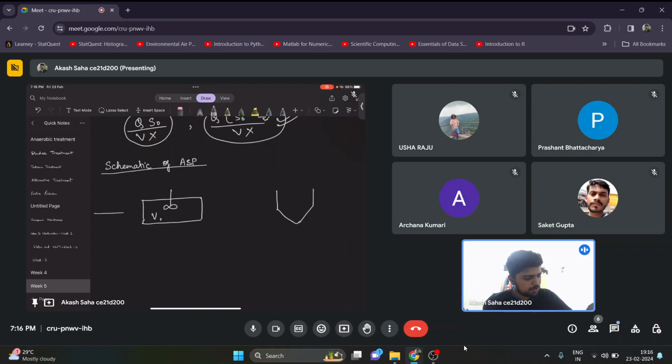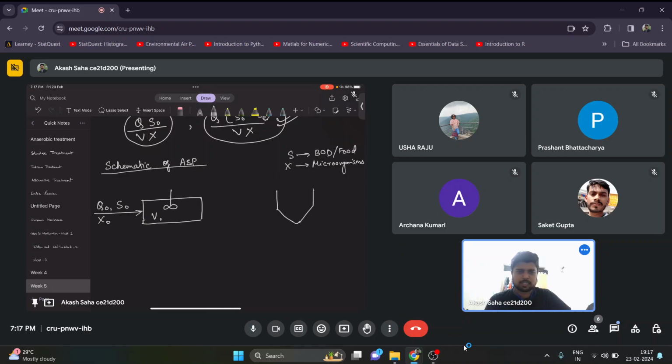Now suppose the influent that is coming from the primary sedimentation tank has the flow rate Q naught, the amount of BOD that is present is S naught, and let's suppose the amount of microorganisms present at first is X naught. So S will always be my BOD concentration or my food, and X will be related to my microorganisms. These are the standard notations that we will be using throughout, S and X. So in the influent we have Q naught, S naught, and X naught.